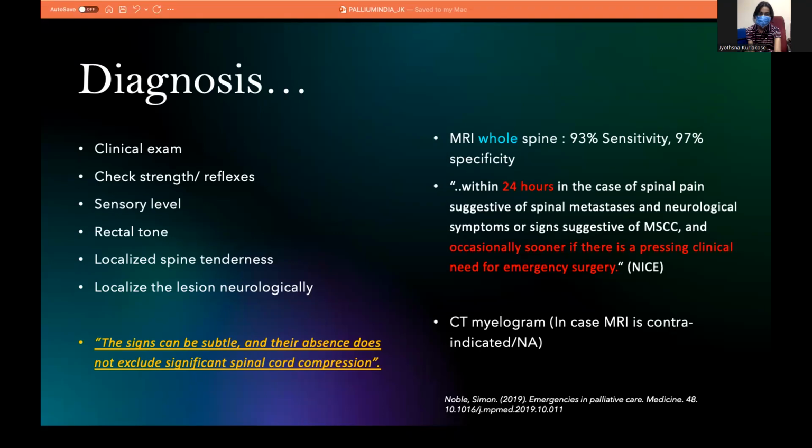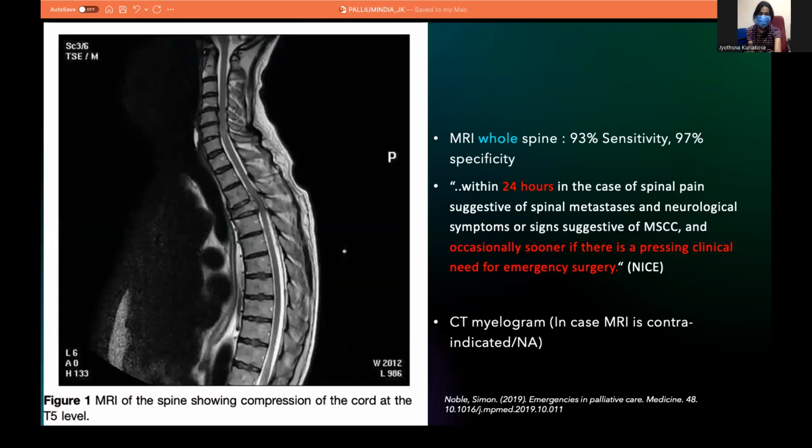In case MRI is contraindicated, for example if the patient has a pacemaker, a CT myelogram can be considered. However, the NICE guidelines in the UK suggest that if MRI is not available within 24 hours or as soon as possible, you should refer the patient to a center with 24-hour MRI services. This is a radiological image, a T2 sagittal section of the MRI showing compression at the T5 level.